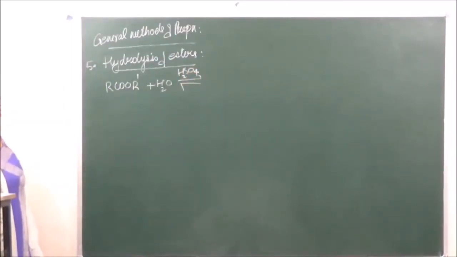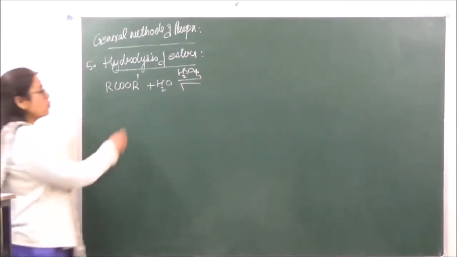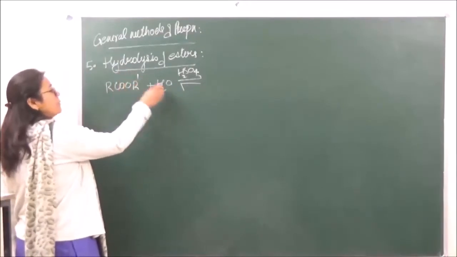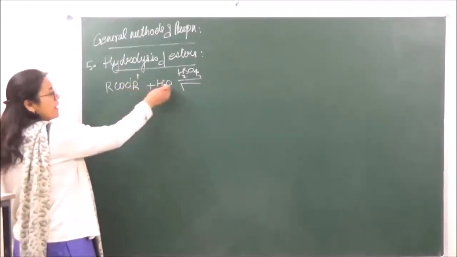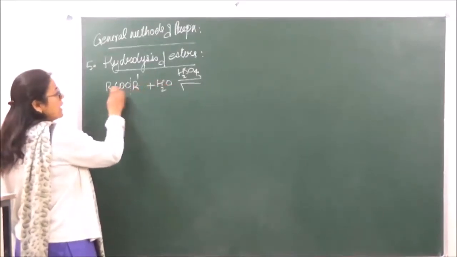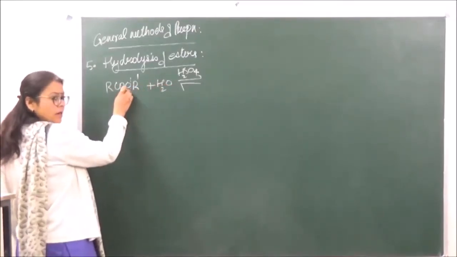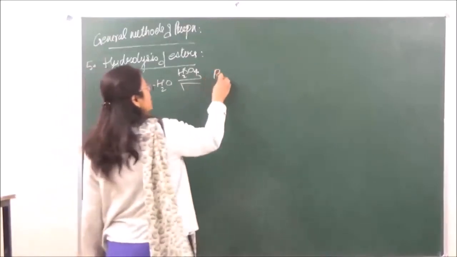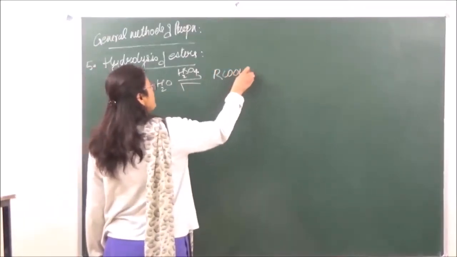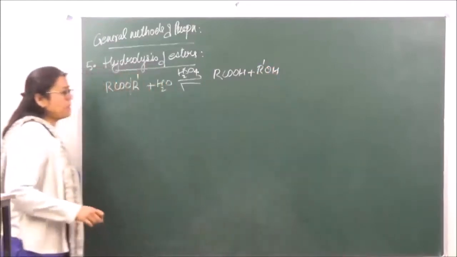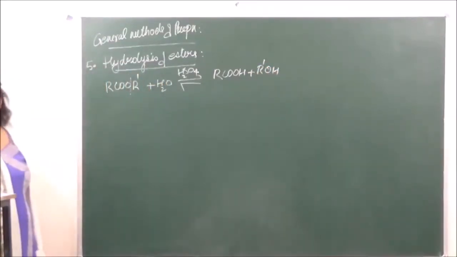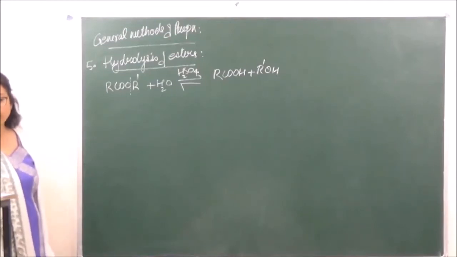Now over here the cleavage of the bond is going to take place from here, because we have H, right? So ROH, OH comes from water, and H over here comes from water. So we get RCOOH plus ROH. This reaction is the opposite reaction of the esterification reaction which we have already done.